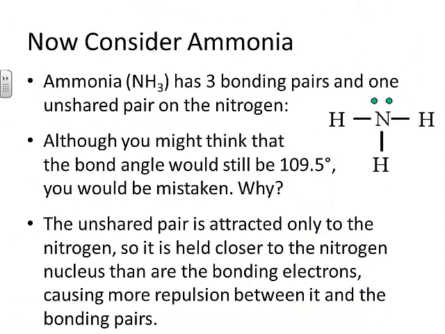Let's try ammonia now. Ammonia has the formula NH3. We've drawn a structural formula for it before. It has 3 bonding pairs and 1 unshared pair of electrons on the nitrogen. Now you might think that the bond angle would still be 109.5 degrees because, hey, we've got 4 pairs of electrons trying to get as far from each other in space as possible. But that's not actually the case.